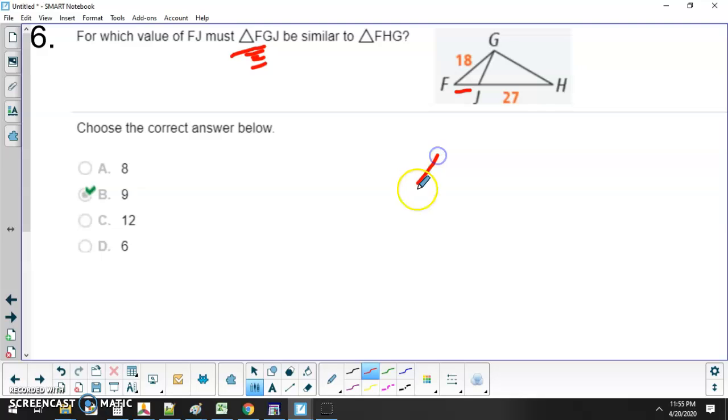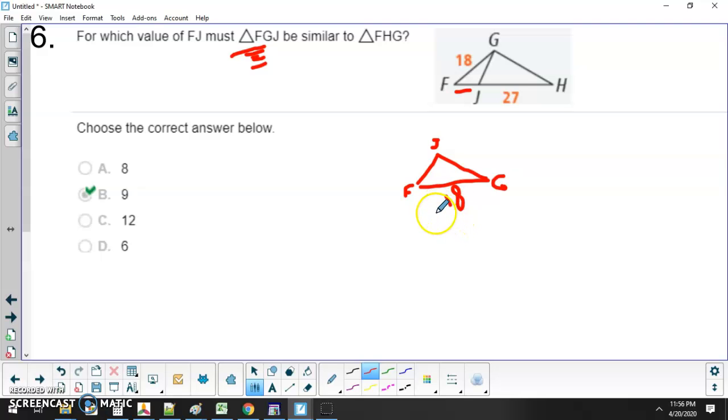So my FJ side is going to match up like that. So we have F and then J up here, which means that G is going to be over here. So we have FG. I didn't draw that the best, but it's kind of hard to draw with the mouse here. All right, so we know that this is 18.